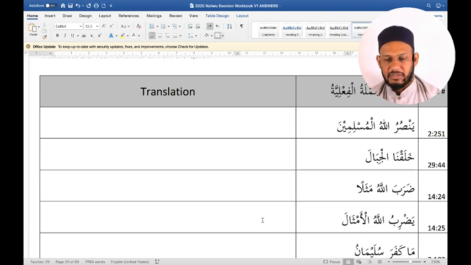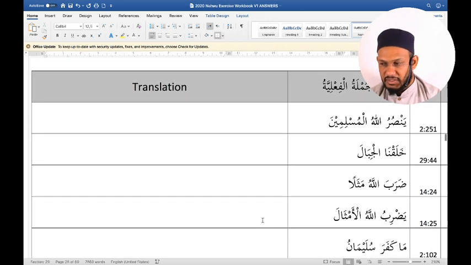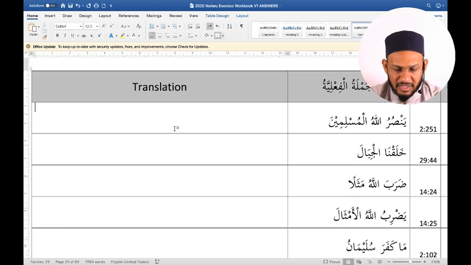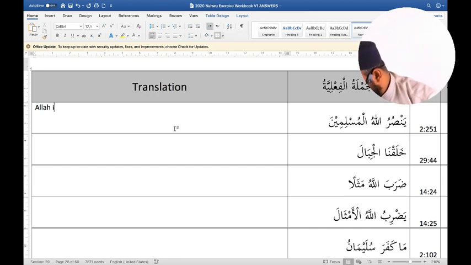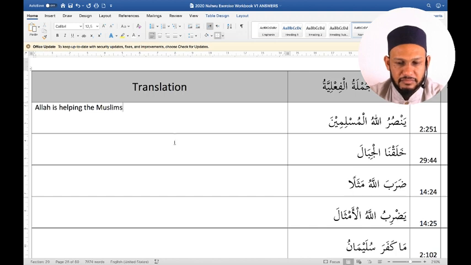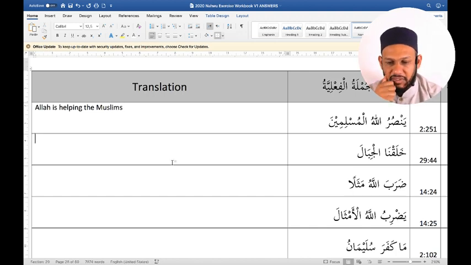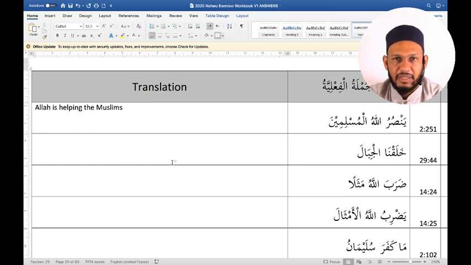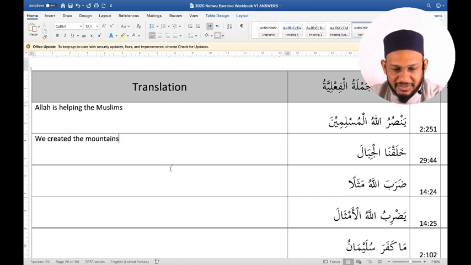Yansurullahu al-muslimina. This is actually from the Quran. Yansur means is helping. The fa'il there is the word Allah. Allah is helping the Muslims. Next one. خلقنا الجبال. خلقنا, the fa'il is the na at the end. Al-jibal is maf'ulun bihi. We created the mountains. Keep the answers coming, inshallah.